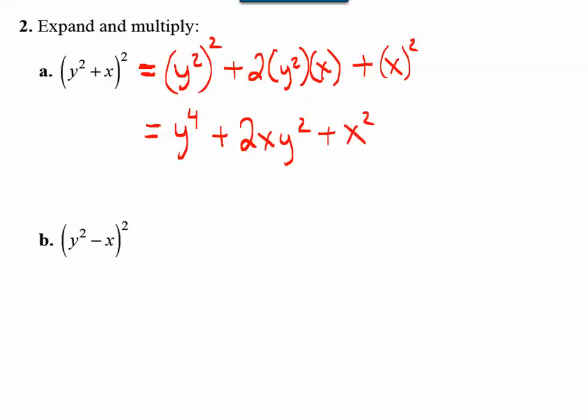And again, notice the variables are in alphabetical order, right? I put the x first and the y. Don't have to do it that way. If you wrote down 2y squared x, that's fine too. Alright, and B, all yours. Can you go from beginning to end? Again, write down the formula if you need to, and if you don't, just write down the answer.